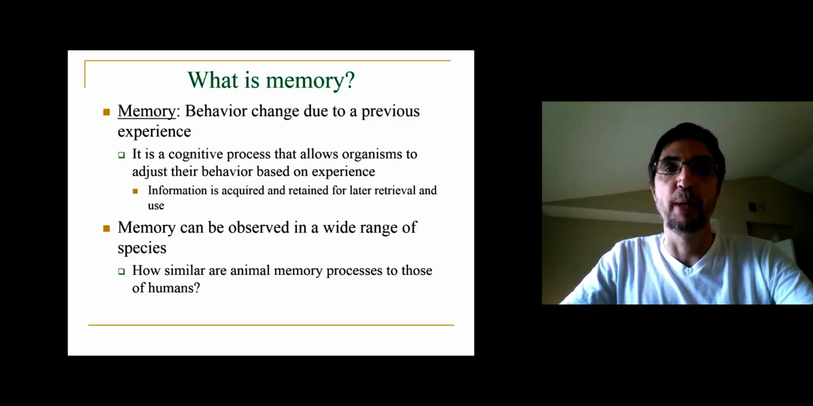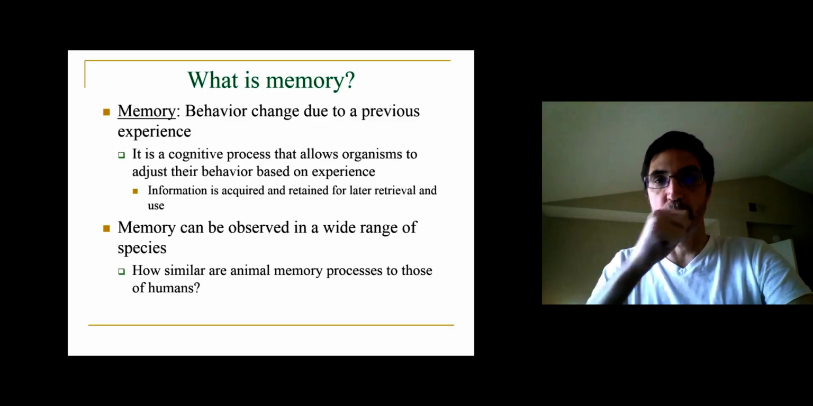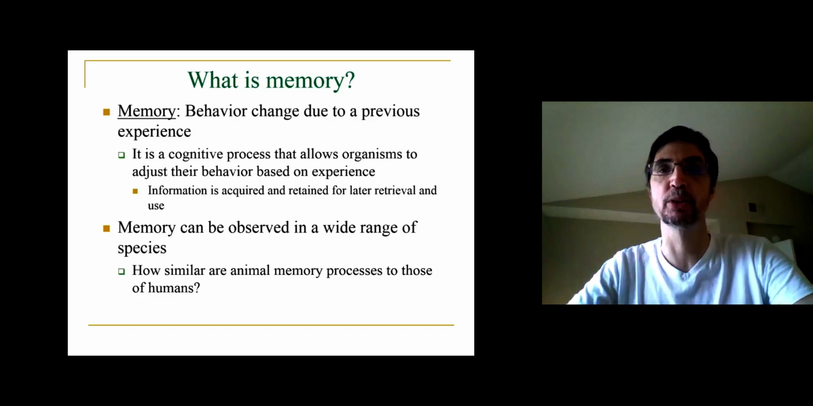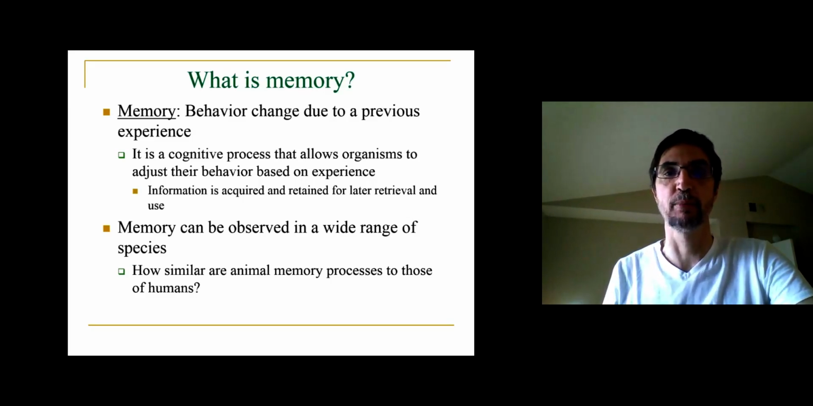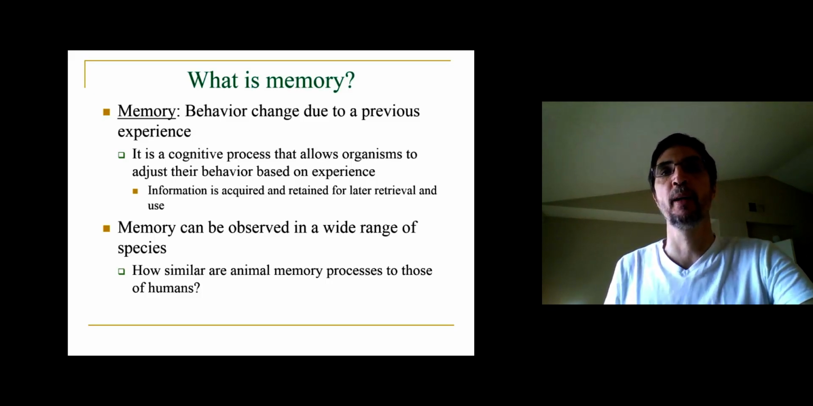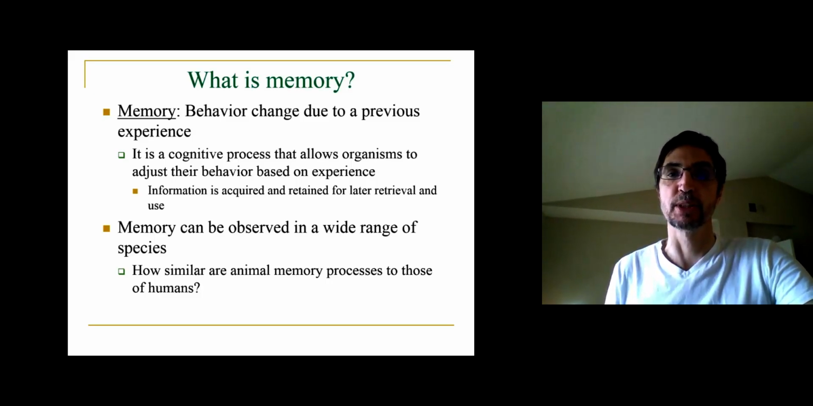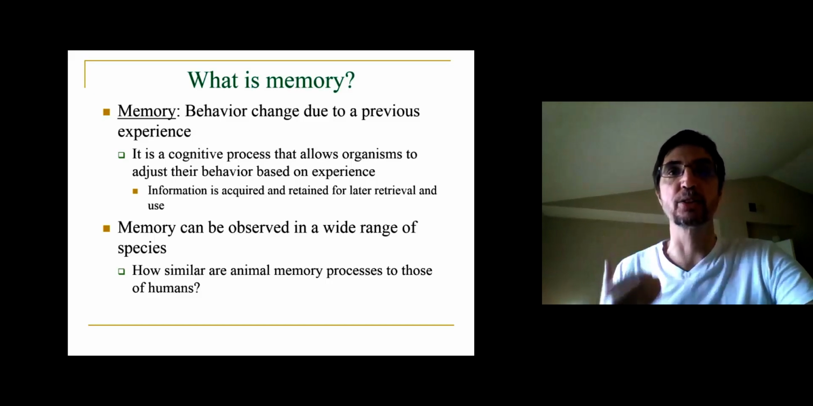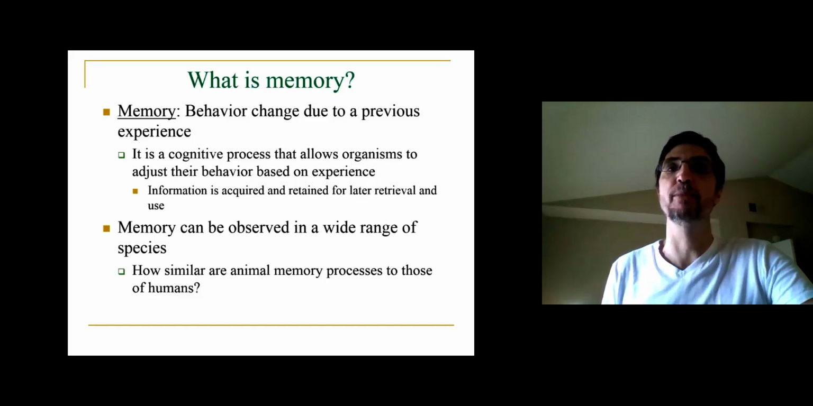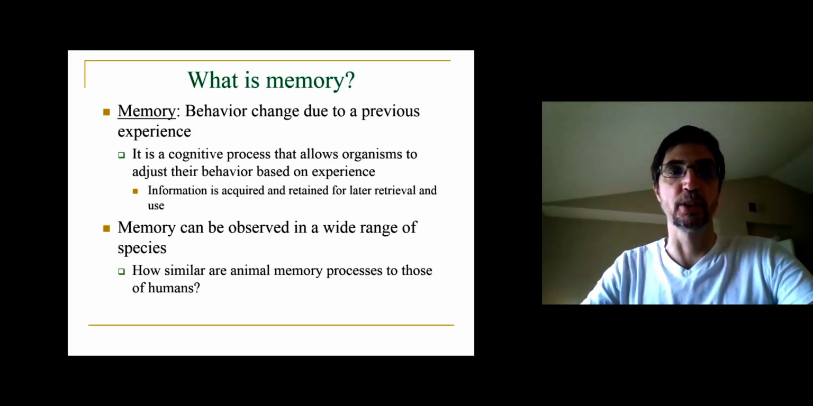In general, memory is a cognitive process, and it's one that allows animals to adjust their behavior as a result of some experience. From a cognitive psychology perspective, what's involved is an animal acquires some information, and then they apply that information in future circumstances. They process it, they store it, and later they retrieve that information and use it in a new situation.